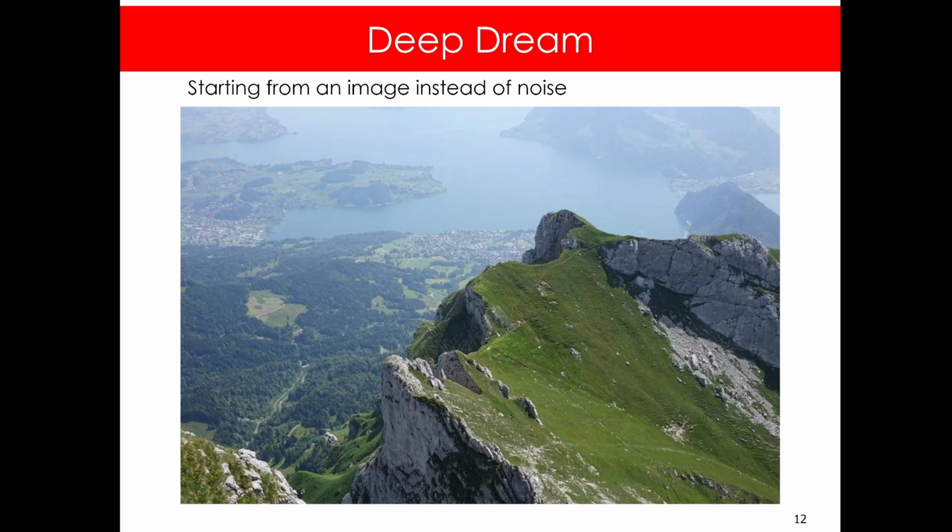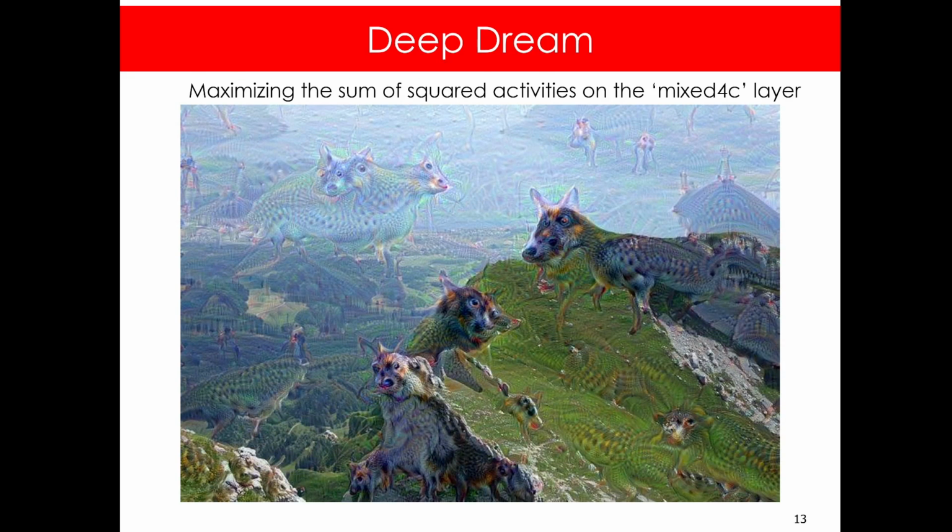Instead of starting the deep dreaming method from a noise image, we could also start it from an arbitrary image. In this case, we will hallucinate patterns into this image. Let's see how it works in practice. So this picture was the original image. And here you can see the deep dreamed image when we try to maximize the sum of the activations of the neurons on the mixed 4C layer.